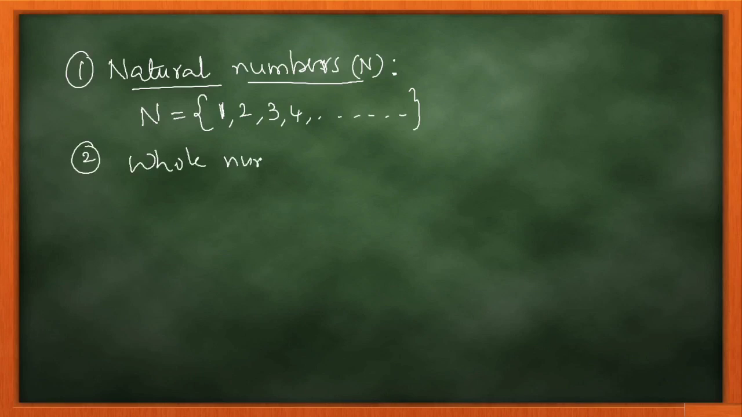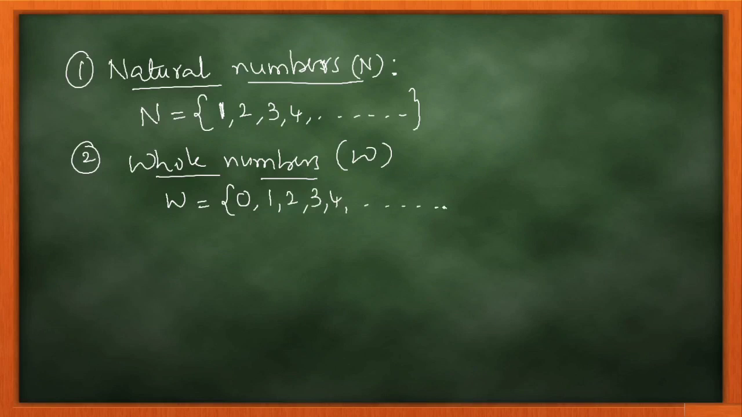Then what are whole numbers? Whole numbers are denoted by the letter W, and all natural numbers, and in addition to those natural numbers, if we add 0, then the total numbers are called whole numbers: 0, 1, 2, 3, 4 and so on. So whole numbers start from 0 and natural numbers start from 1.